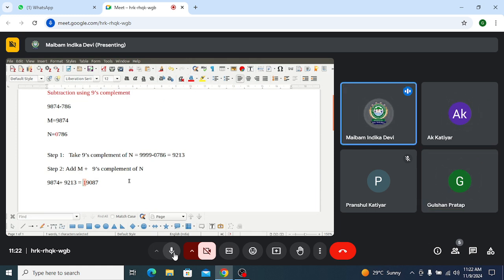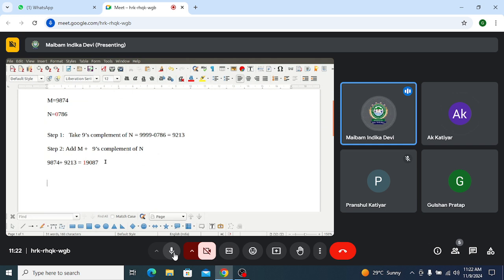Since you have an end carry, what does it say? If there is an end carry, you add the carry to the rightmost digit, right? So 9087 is the result. This part you will be taking, and this end carry you will be adding to the rightmost digit. That is 7. You add 1 to 7, that is 8. So the answer will be 9088.